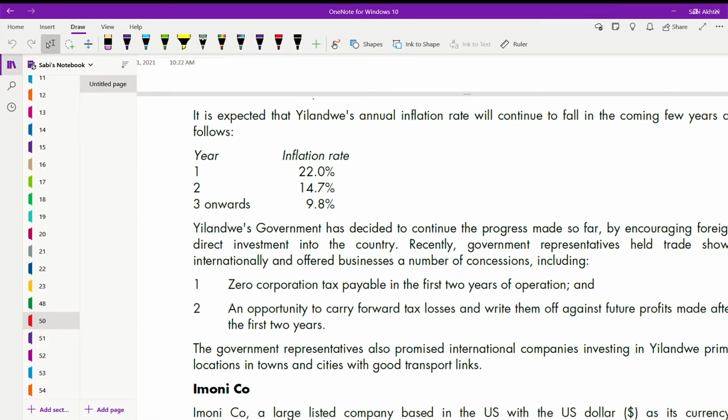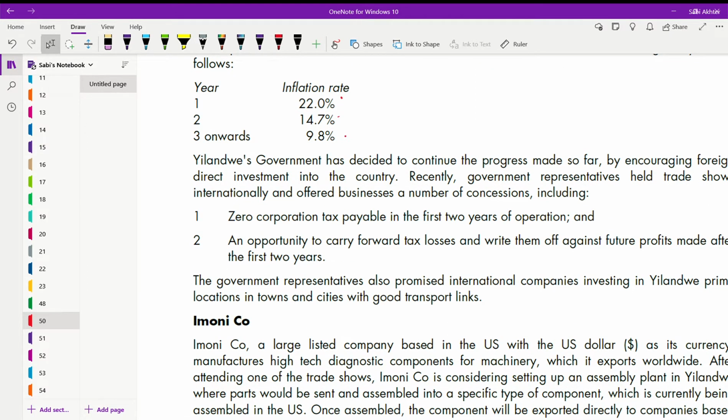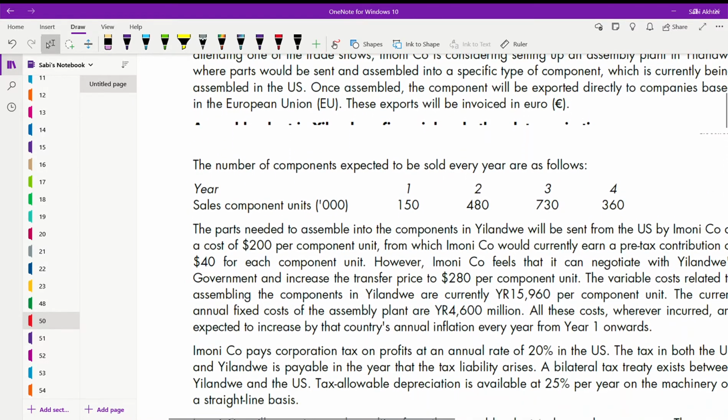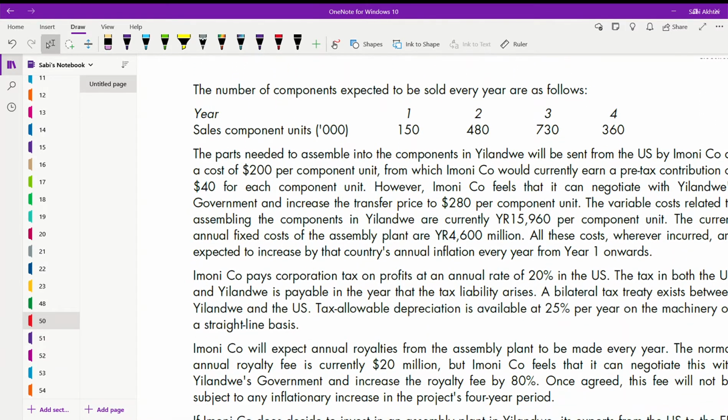This is an international net present value question. As you can see, inflation is given for the two countries. Inflation is given throughout the years, right? Here you have an opportunity to carry forward the tax losses. Also, there is zero corporation tax payable in the first 2 years. In the first 2 years you don't pay any corporation tax, right? Then you are given some facts about this company. You have been given the sales volume per unit, the price, and the inflation. If you see, it is in different currencies. Some are in dollars, some are in other foreign countries' currencies.